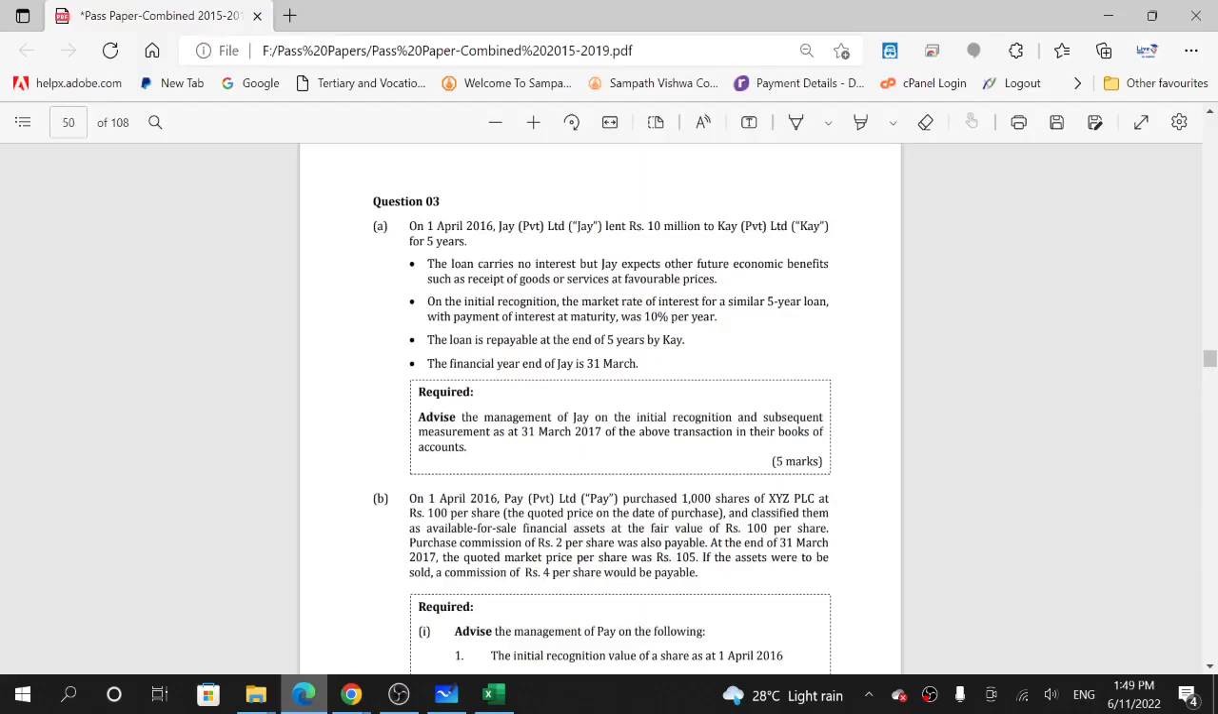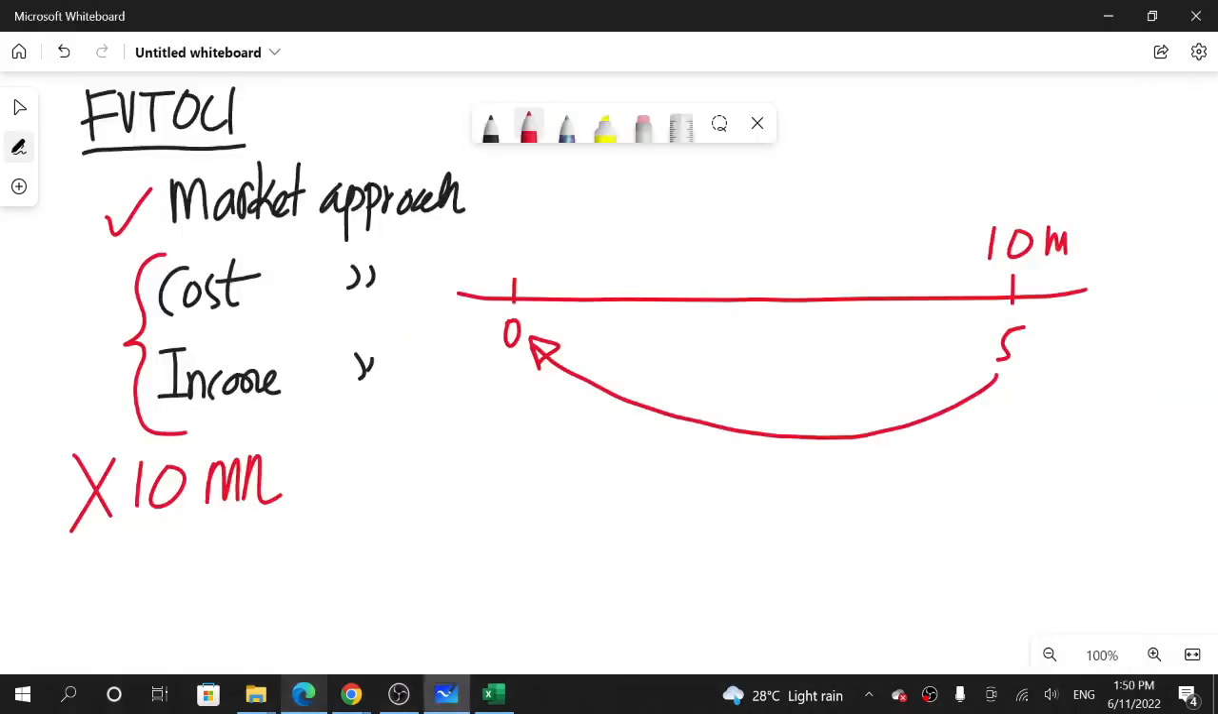on the initial recognition, the market rate of interest for a similar 5-year loan with payment of interest was 10%. Normally, in the market, when a loan like this is given, it is given at 10%. So you need to take that market interest rate and get the present value of this financial asset. You want to discount this by the discounting factor of 10%.